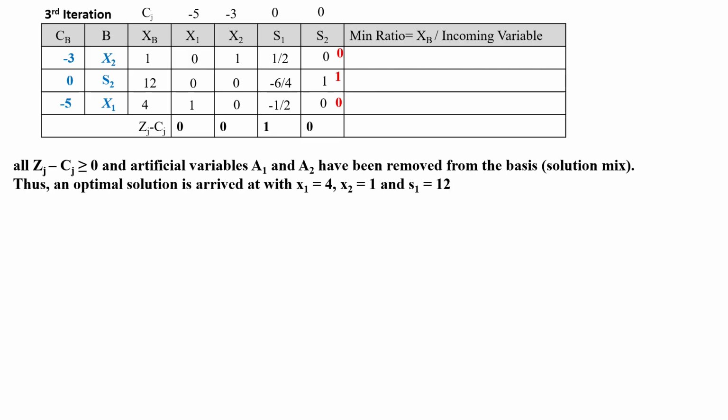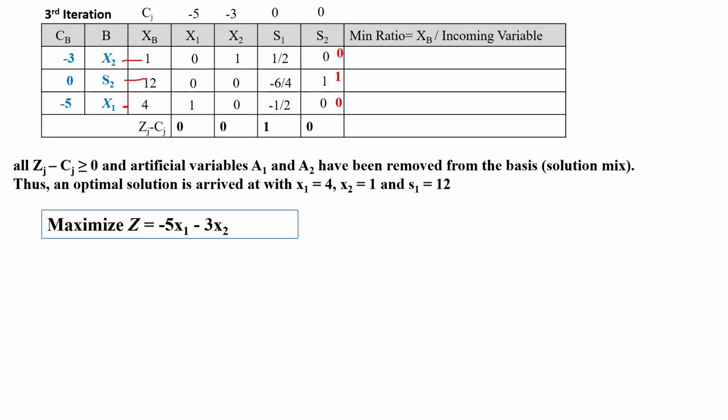So here all Zj minus Cj values are greater than or equal to 0, and the artificial variables A1 and A2 have been removed from the basis. So the optimal solution is arrived at with x1 equal to 4, x2 equal to 1 and s2 equal to 12. And our objective function is maximize z equal to minus 5x1 minus 3x2.